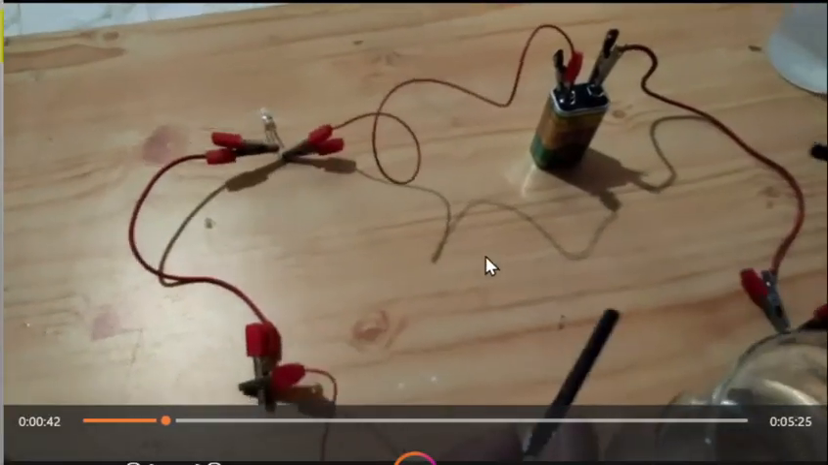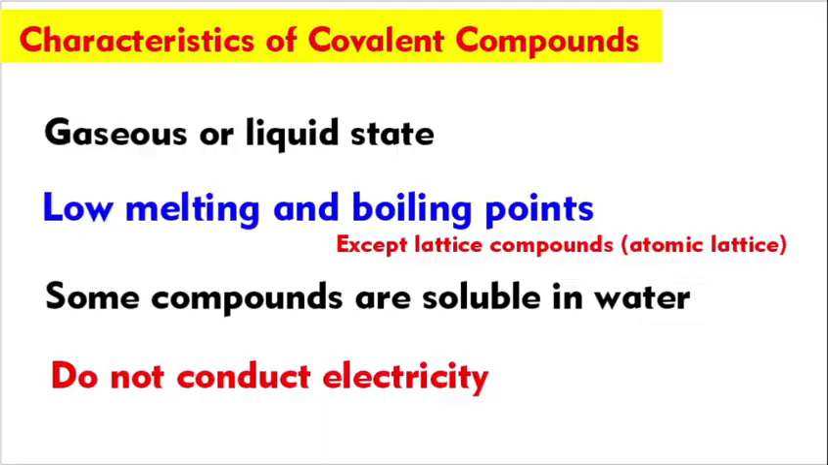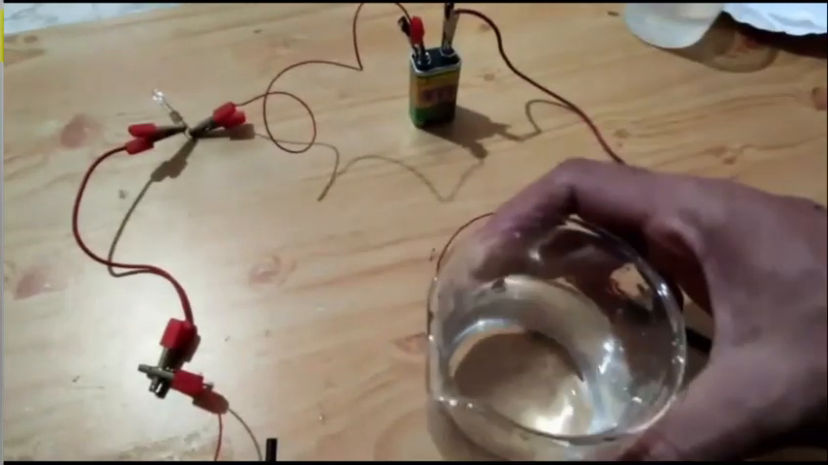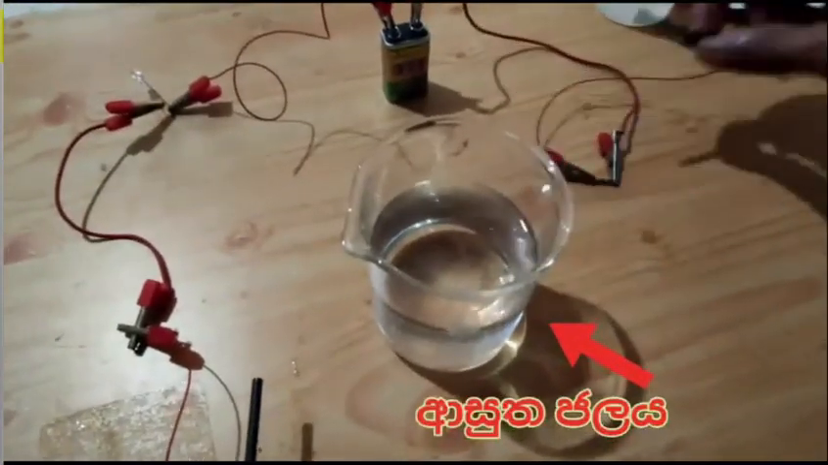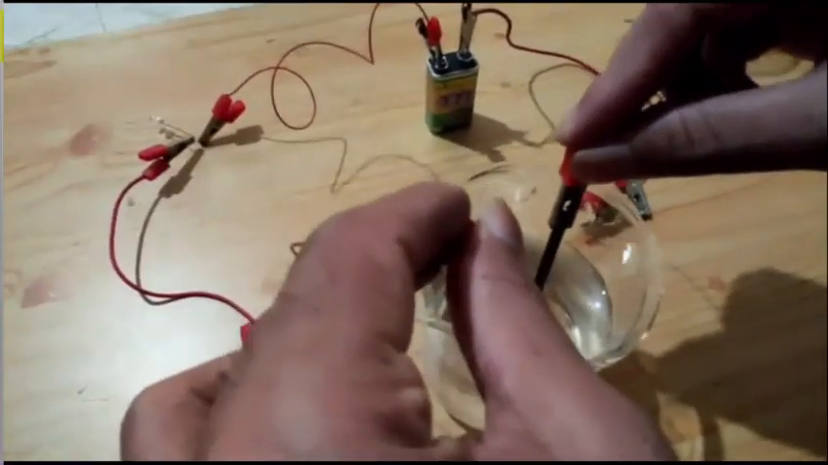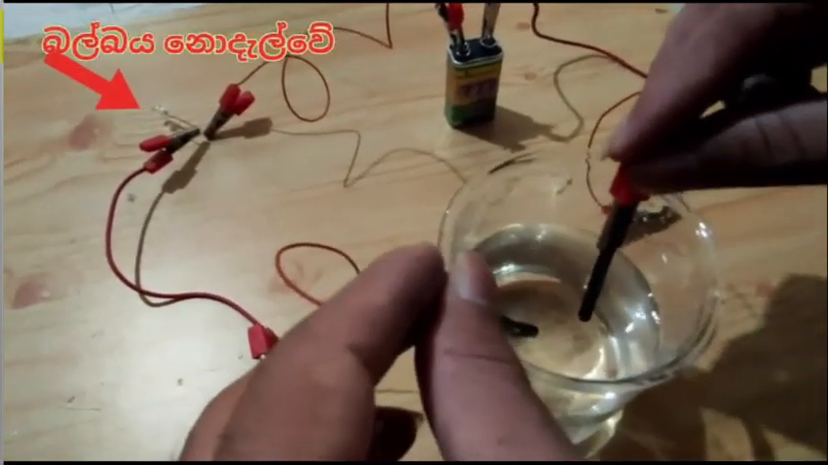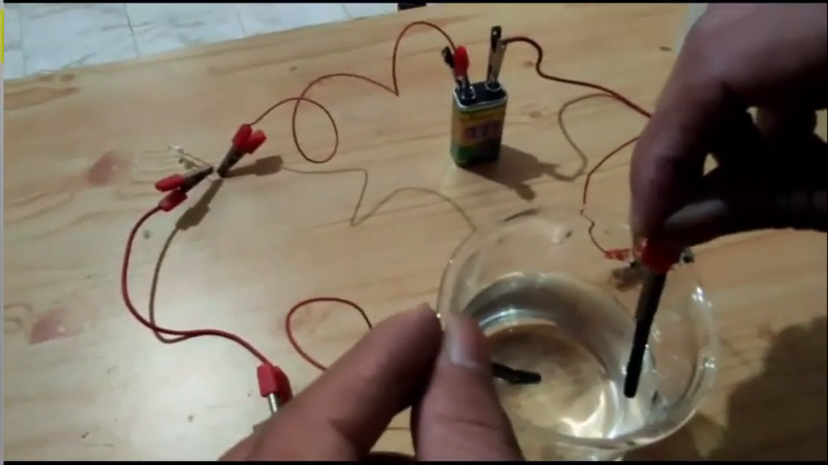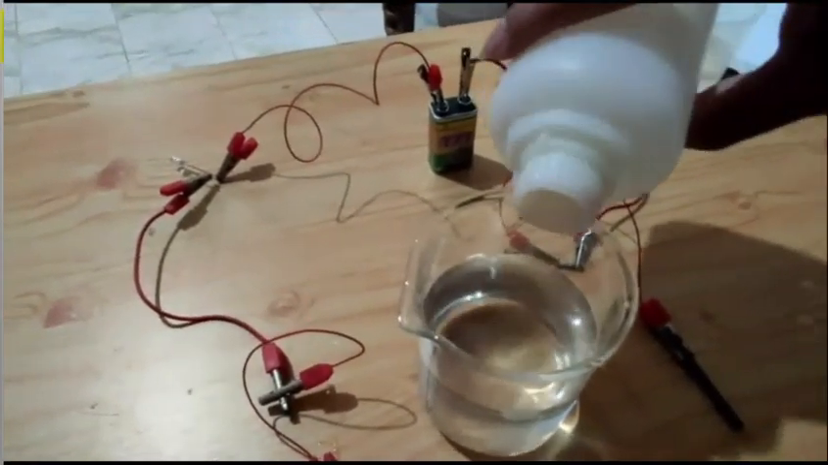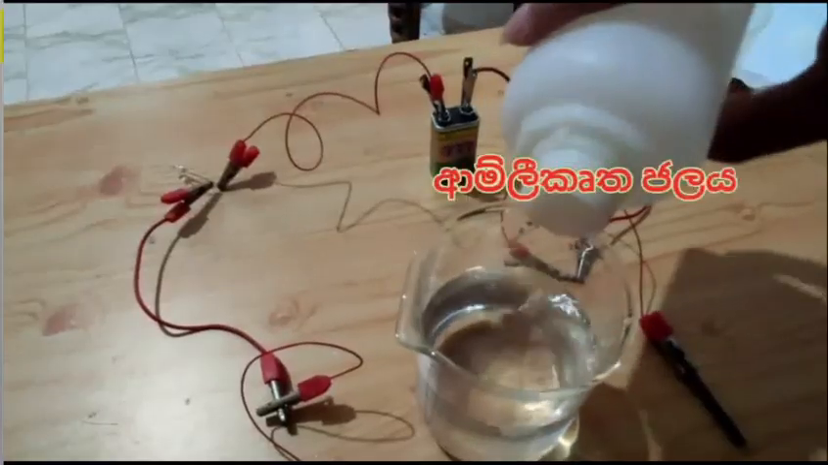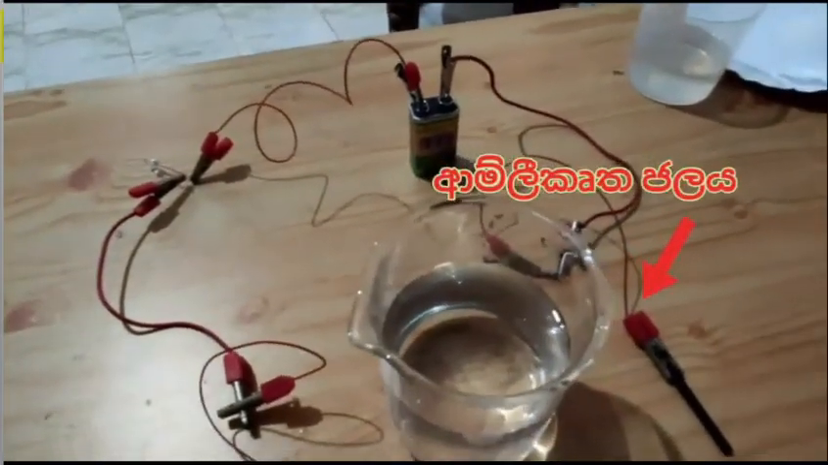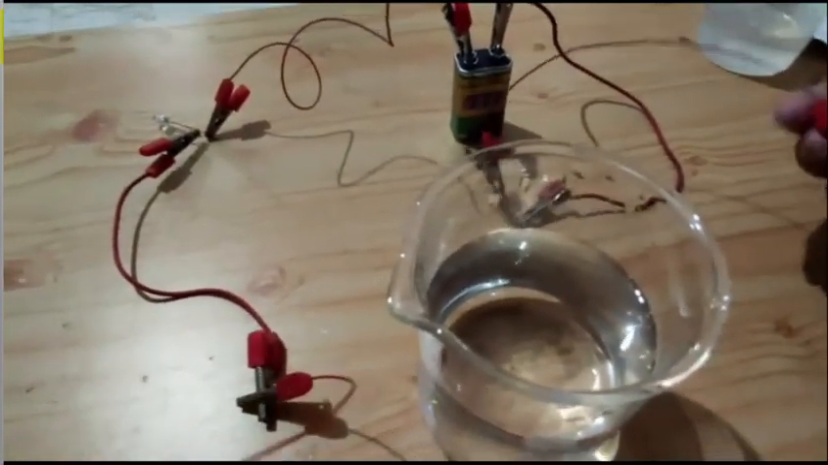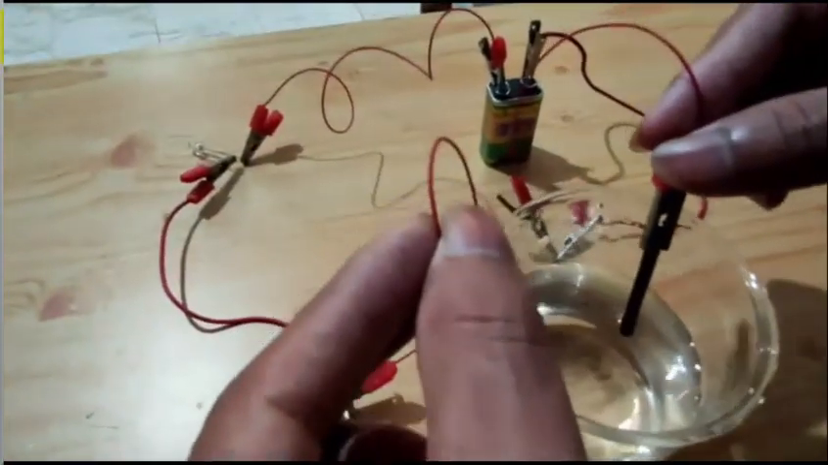Now we put the electrodes into distilled water first and see whether the current passes through this solution. You see the bulb is not lighting up. No conduction of current, electricity. Now you add acidic water, acidulated water. With some acids added, it becomes acidulated water. These conduct electricity. Acidulated water conducts electricity.